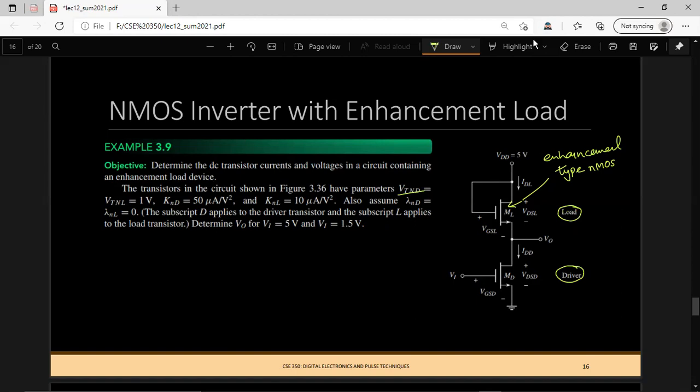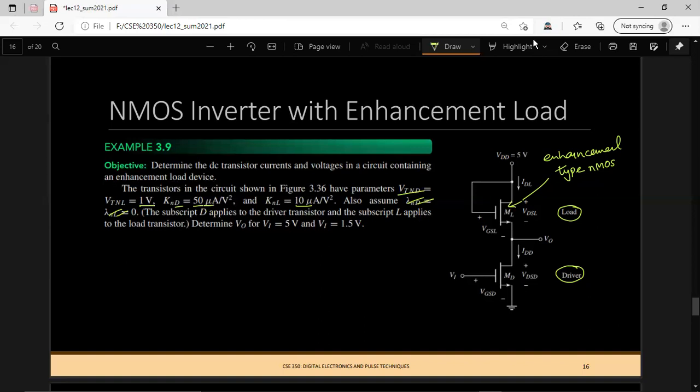Okay, so we are given the input threshold voltage for driver and the load equal to 1 volt, and the conduction parameter for driver equal to 50 microampere. We need to be careful about the microampere part, and the load MOSFET has 10 microampere conduction parameter, and we don't have to consider lambda NL and lambda ND.